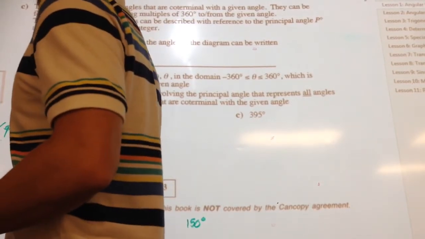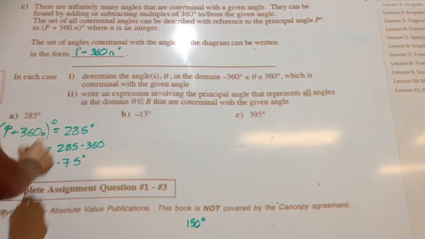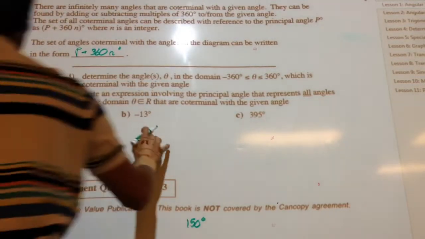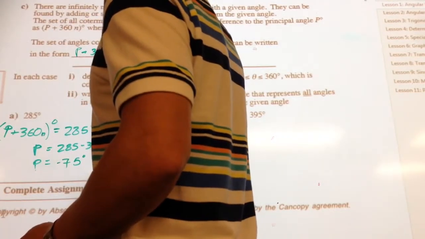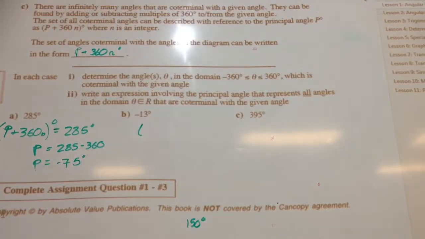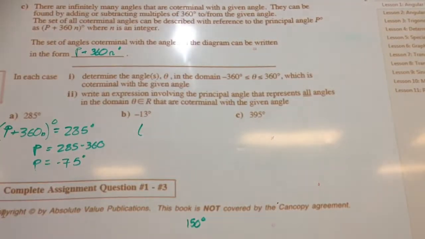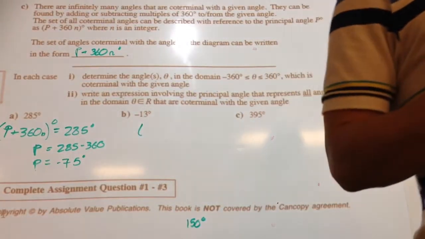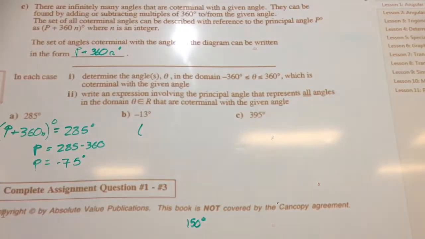So what if I went the other direction? With this angle, 285 degrees, I know that I'm going to be ending around here, and that's if I go in this direction. But what if I were to go the opposite direction, this way? I would have to go 285 plus 360 degrees.